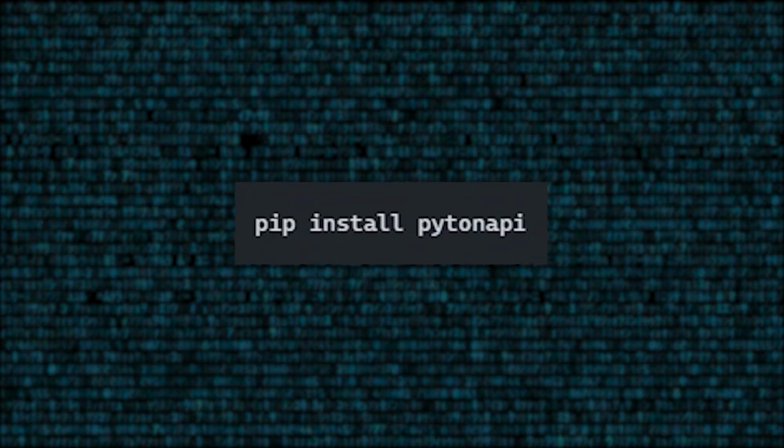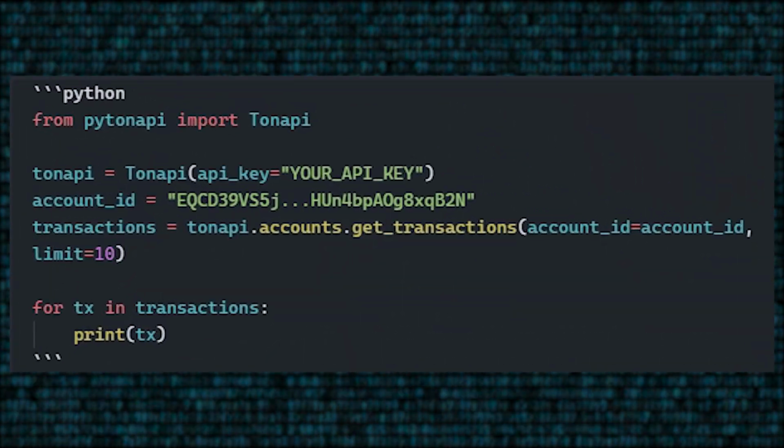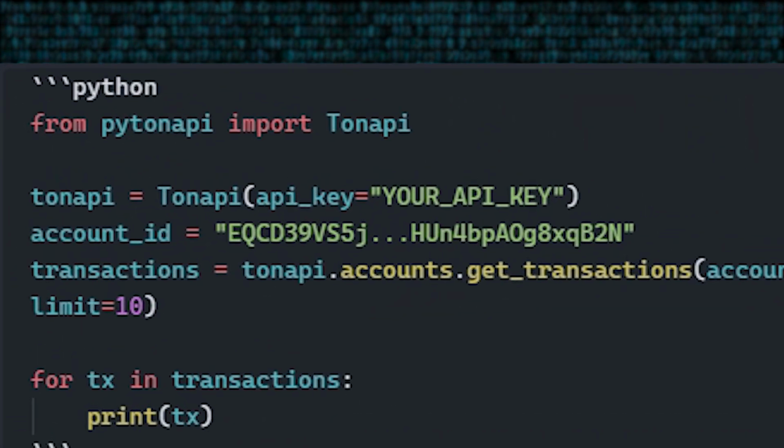Want to integrate this into code? Let's check out the SDK next. Using the SDK. For Python or JavaScript devs, TONAPI's SDKs are a game changer, really. Let's use Python as an example. Install it with pip: pip install tonapi. Here is a quick script to fetch transactions.